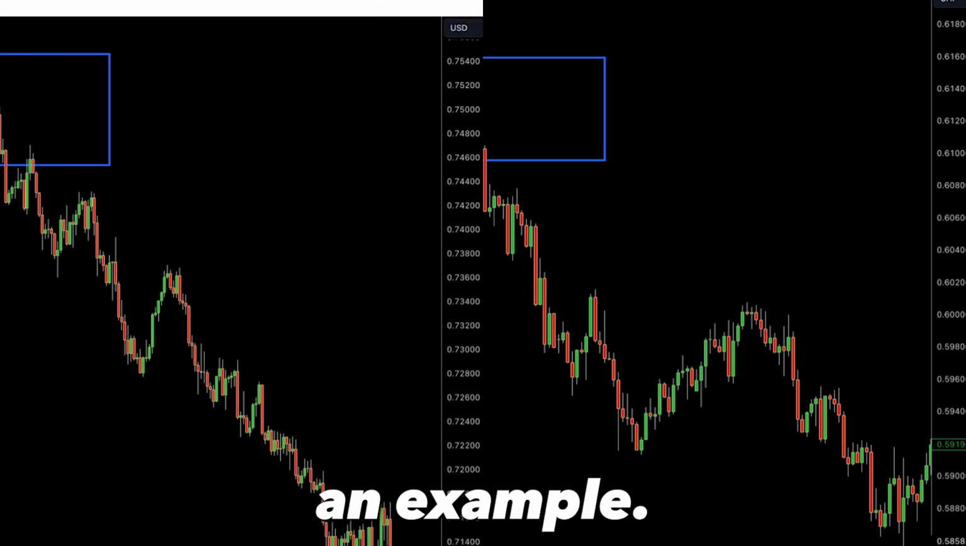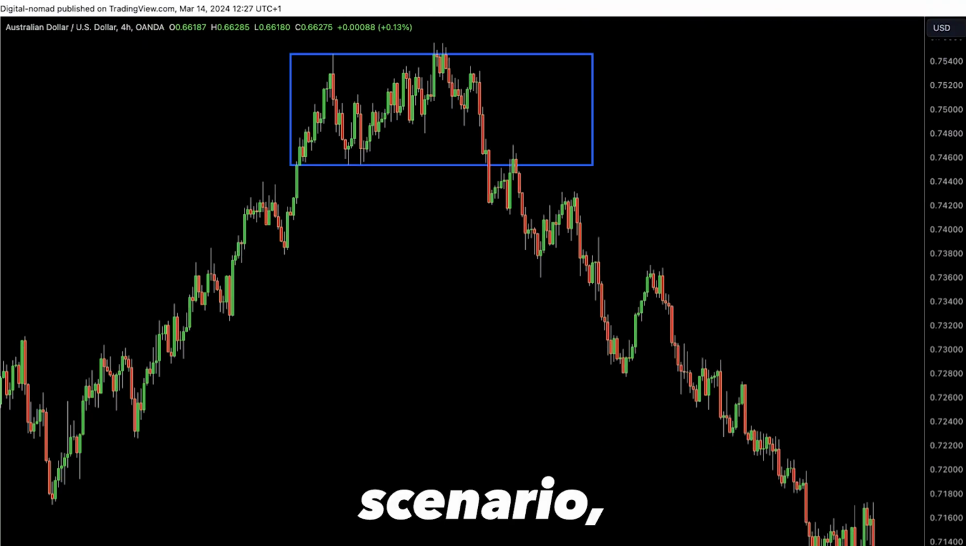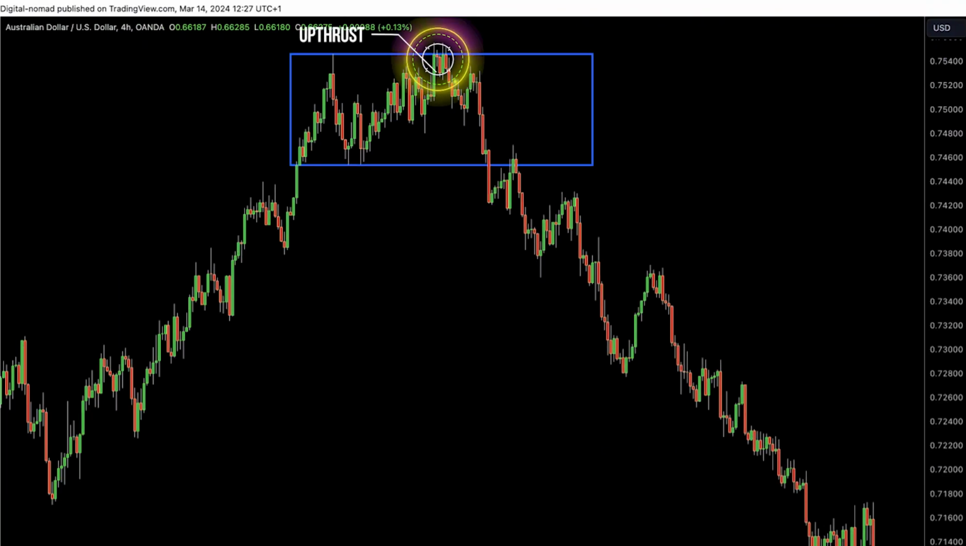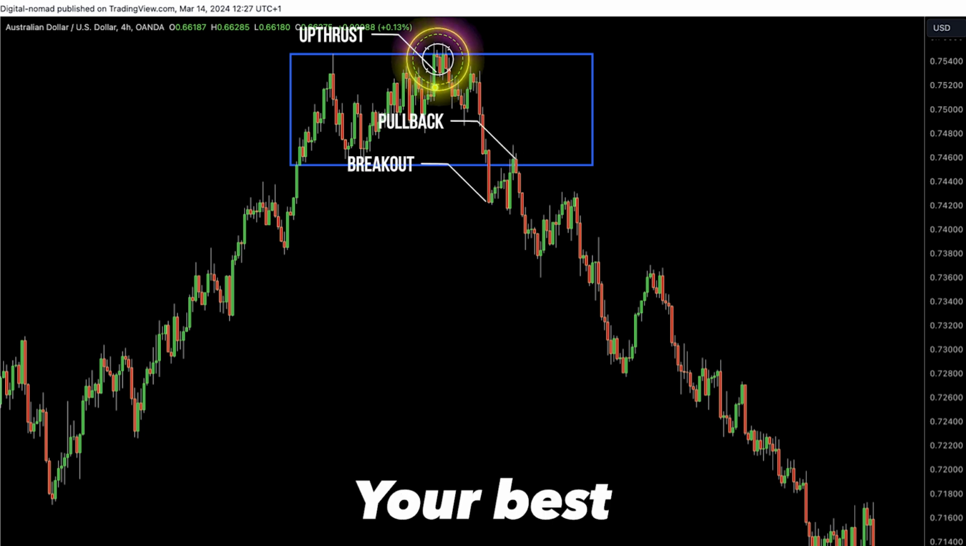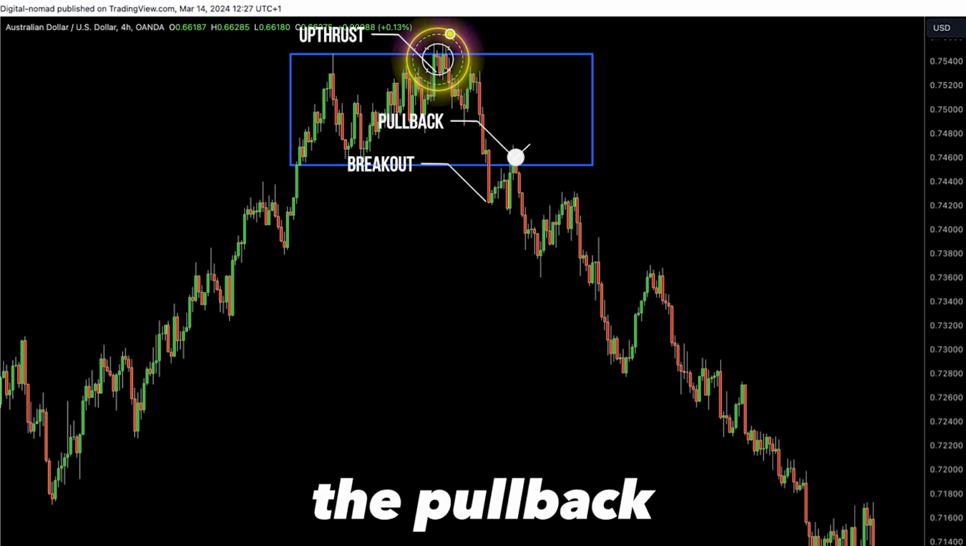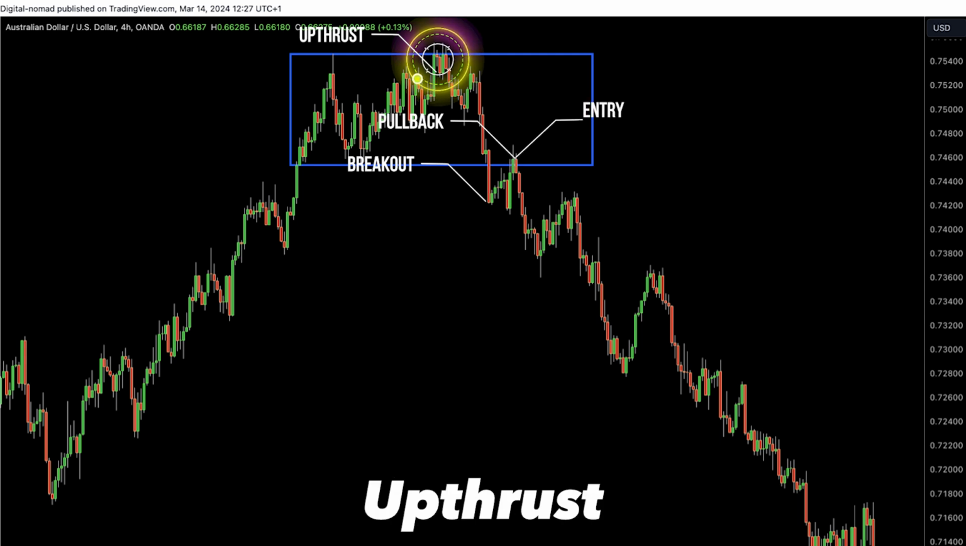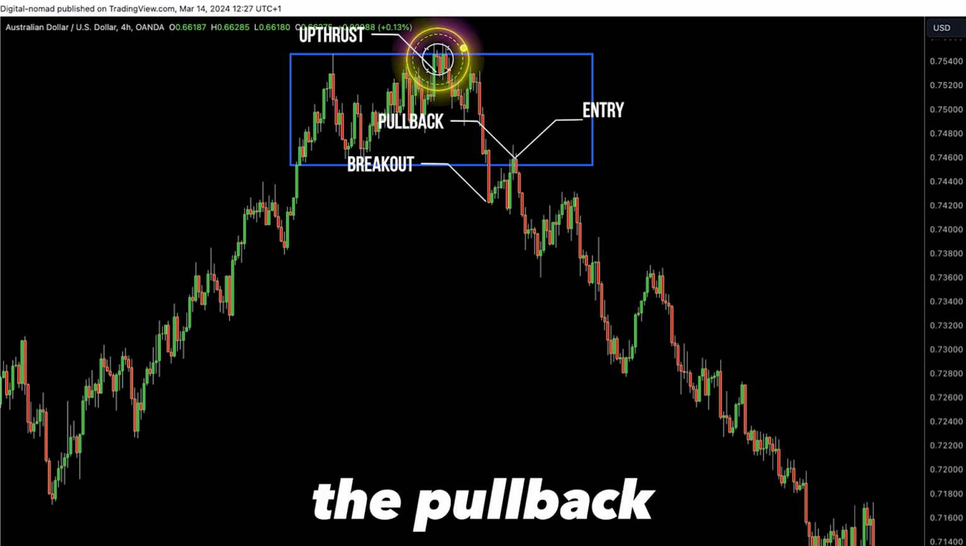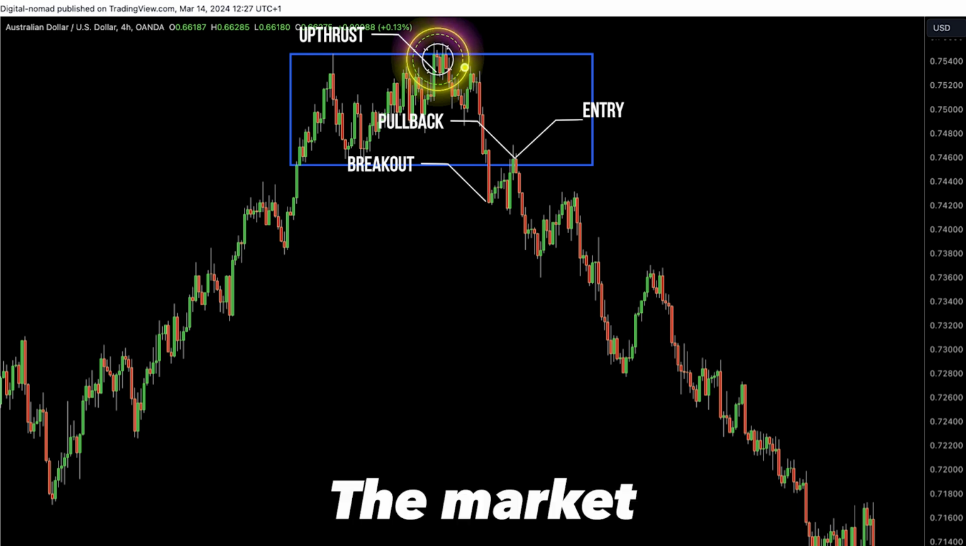Let me provide an example. In this scenario, the market clearly made an upthrust, broke through the support level, and then pulled back. Your best entry point would be during the pullback if you missed the upthrust. Remember, sometimes the pullback doesn't occur, but don't let that discourage you. The market is abundant, and there will always be great trading opportunities available.